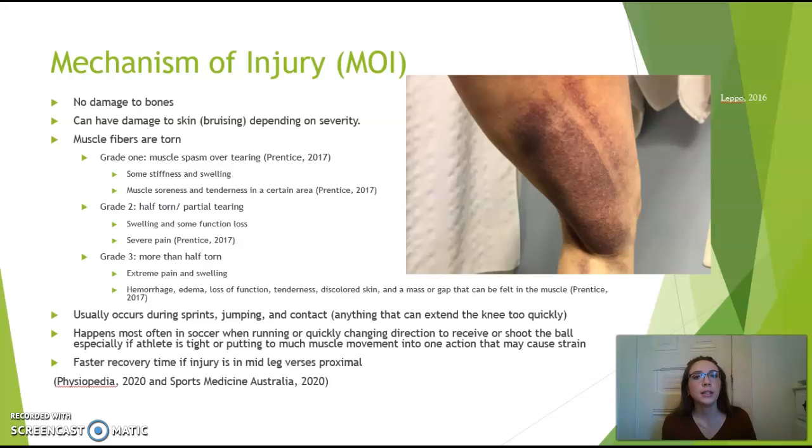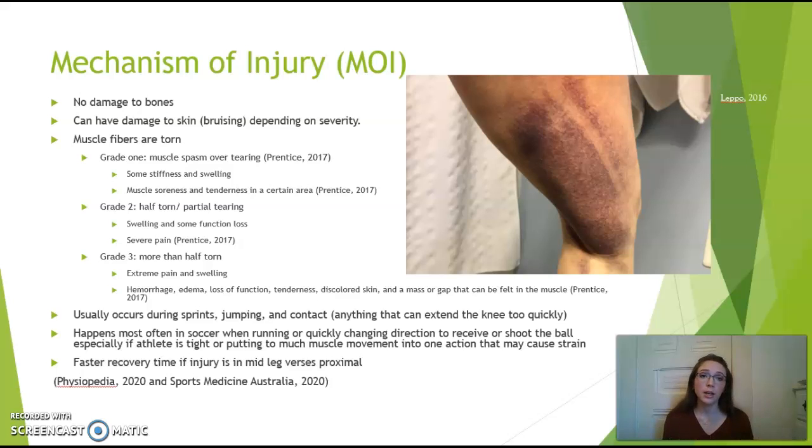Grade 2, it's usually half torn or partially torn. There's going to be some loss of function because something just tore in your body and it's not supposed to. There's going to be severe pain and there's swelling. Grade 3, it's going to be torn about half or more. This is extreme pain, extreme swelling. You'll see the bruising on the outside.